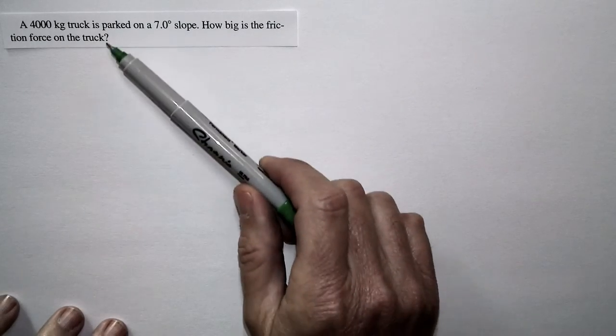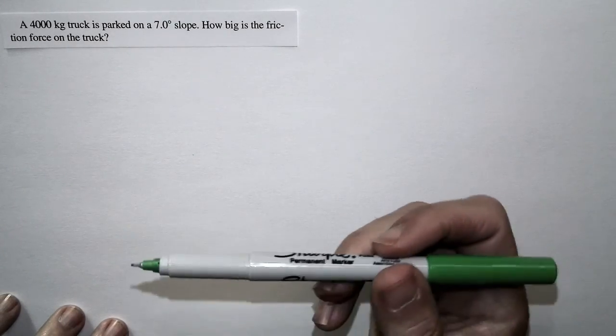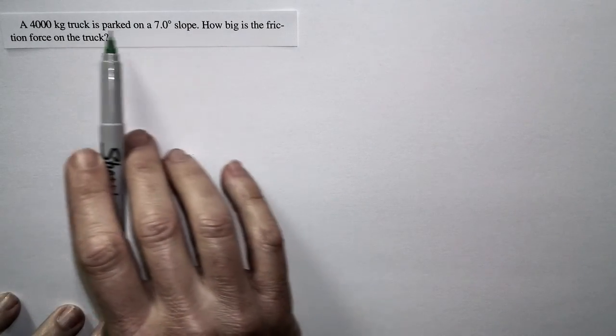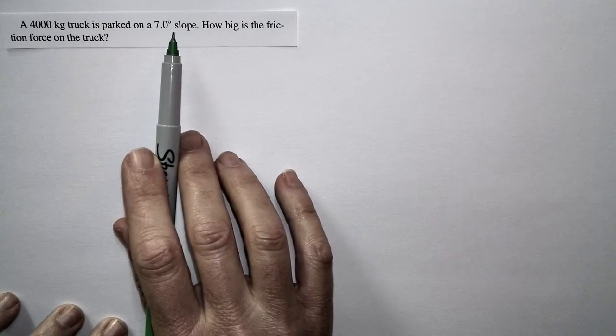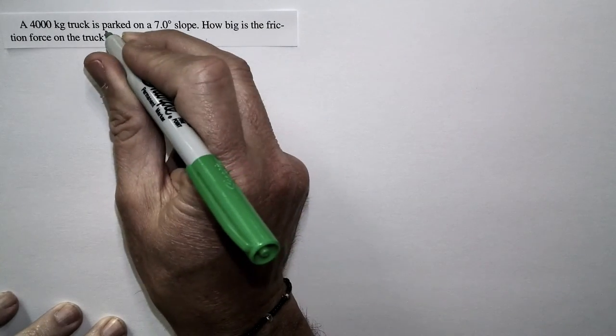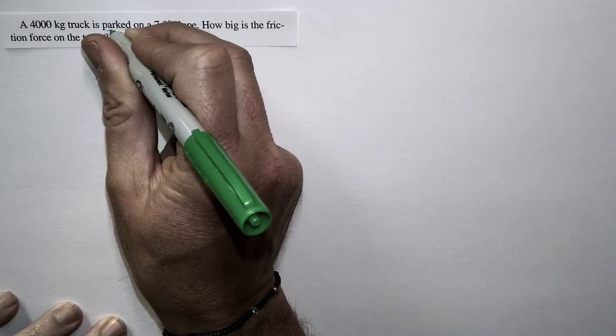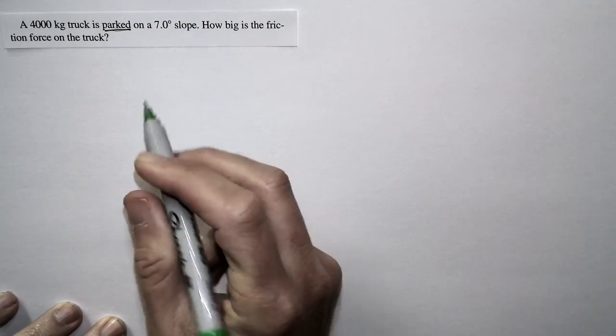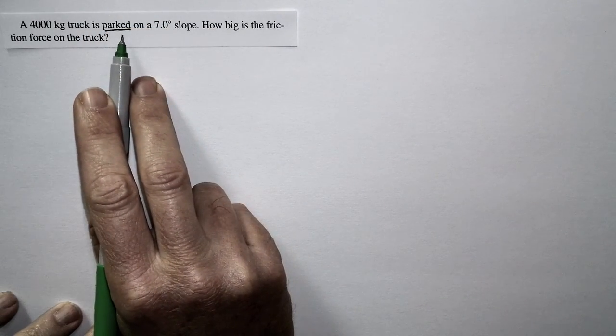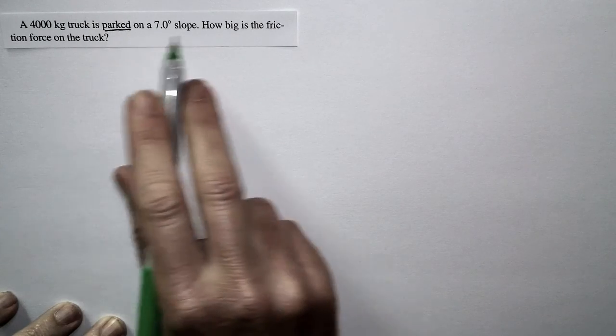Here's a question about a truck parked on a slope. Now let's go ahead and interpret this from a Newton's law framework. The truck is parked on a 7-degree slope. Since it's parked, what that's telling me is the truck is not moving, it's in equilibrium. We want to know how big is the friction force on the truck.